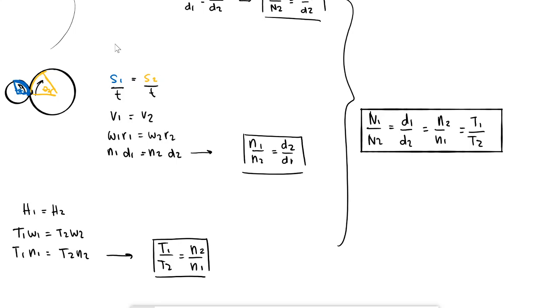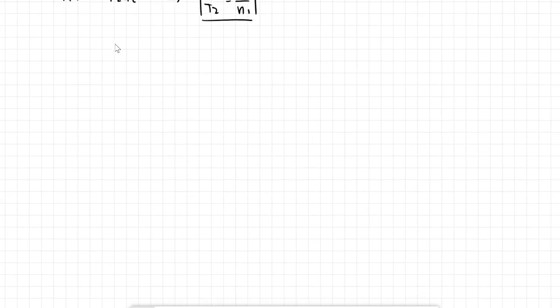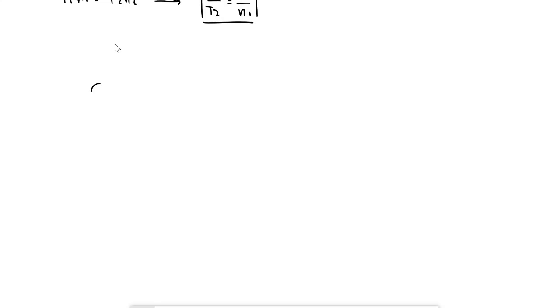By using the relationship between teeth or diameter, we can calculate the speeds of the different gears when I have a system of more than 2 gears. So as a simple example, if I have gear 2 driving gear 3 and driving gear 4, and then 4 is connected to gear 5 and gear 6.